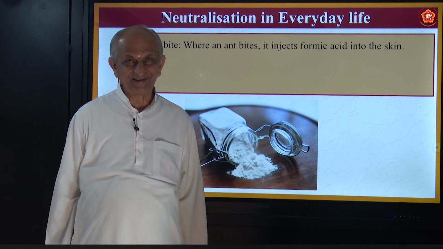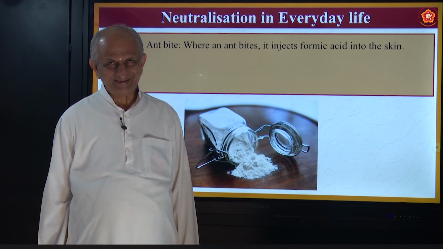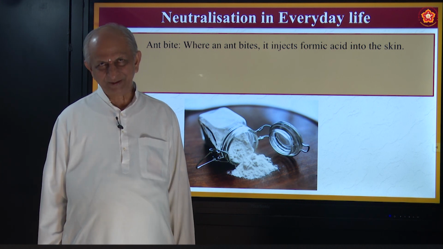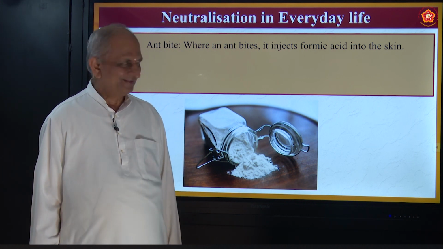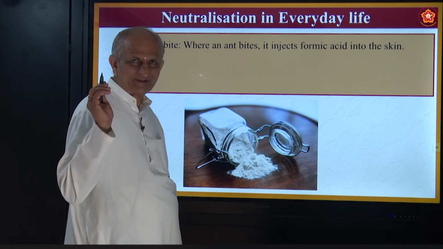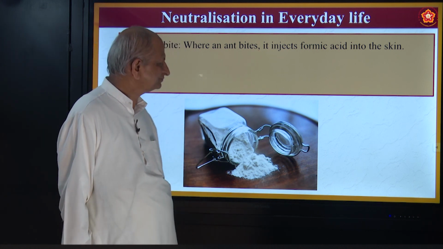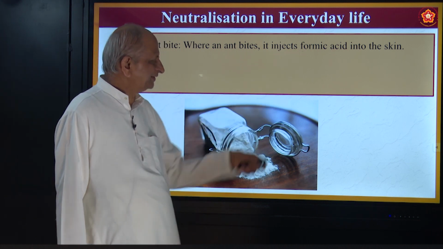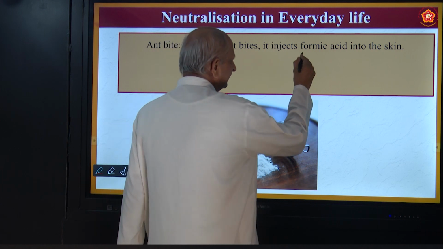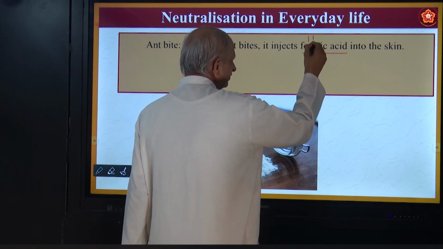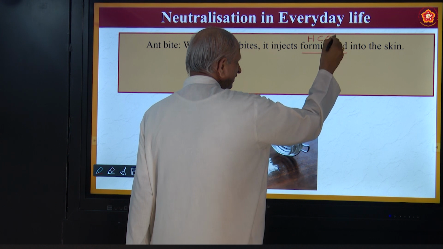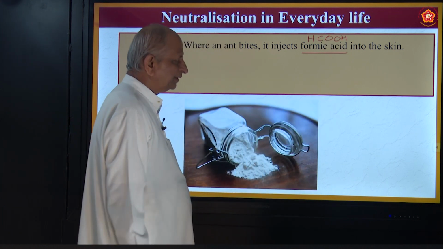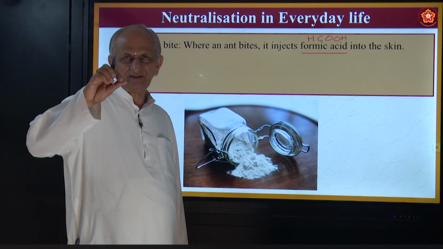Different kinds of ants are there, but not all ants bite, only some of them. Whenever you trouble them they bite, otherwise they won't. Suppose it bites, it injects an acid called formic acid. You will study this formula later, but let me tell it: HCOOH, into the skin. So, what happens then? There will be a boil.